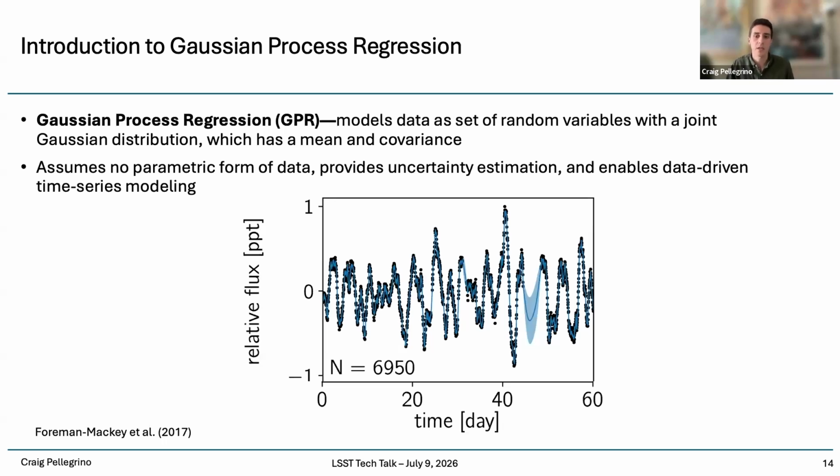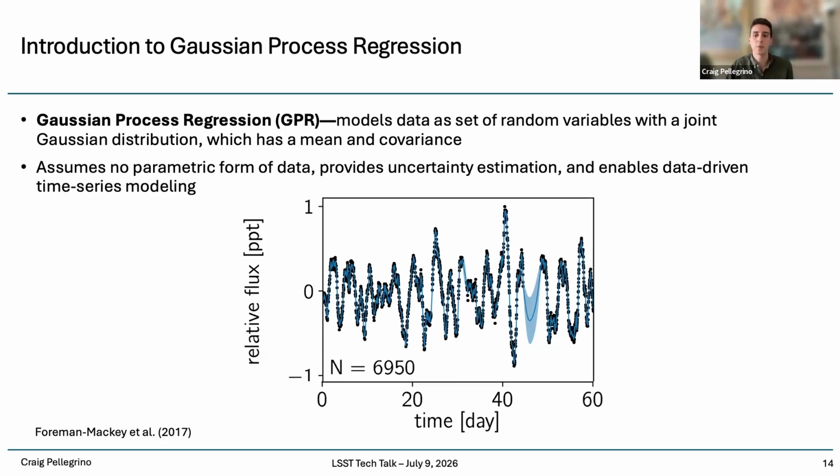This has several advantages. I'm going to talk about the specific advantages for supernovae in a second, but mostly it boils down to the fact that Gaussian process regression doesn't have to assume any parametric form of the data that you're fitting. It naturally provides very robust uncertainty estimates, and it's ideal for modeling time series data.